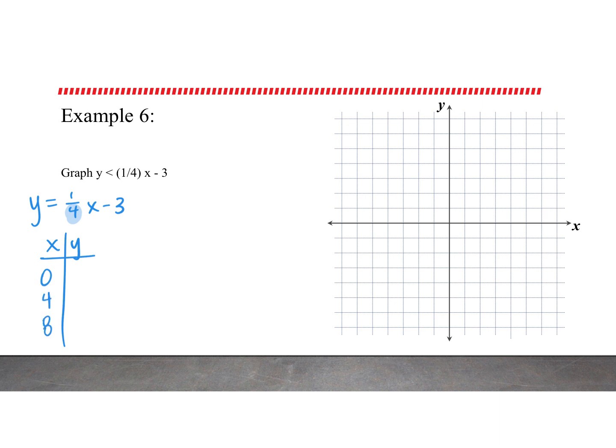If we plug in 0, we can simplify and get -3. If we plug in a 4, we'll simplify and get -2. If we plug in an 8, we simplify and get a -1. So that gives us a couple points to get on our graph here today. I'll at least get just those first 2 on there. And then let's glance back to our original. It is a less than symbol, so that means this is a dotted line. So we're going to put a dotted line through those points.